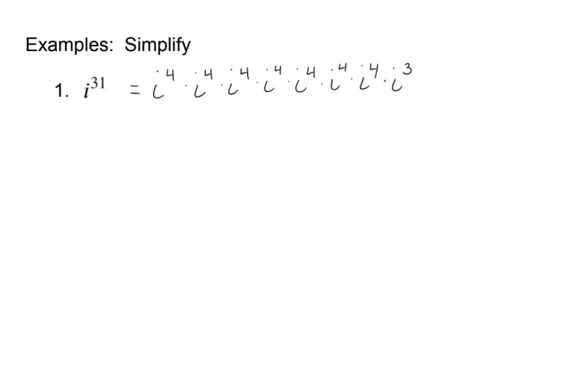Well, i to the fourth is always 1. So this is just like 1 times 1 times 1 times 1 times 1 times 1 times 1 times i to the third, which if you think back to what we were just talking about, i to the third is -i. Well, -i times a whole bunch of 1s is still -i. And so there's your answer.